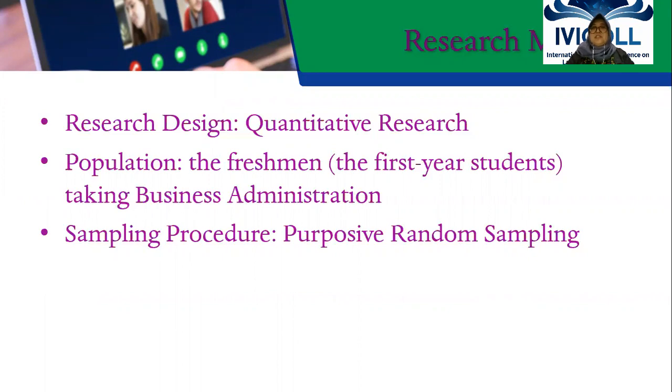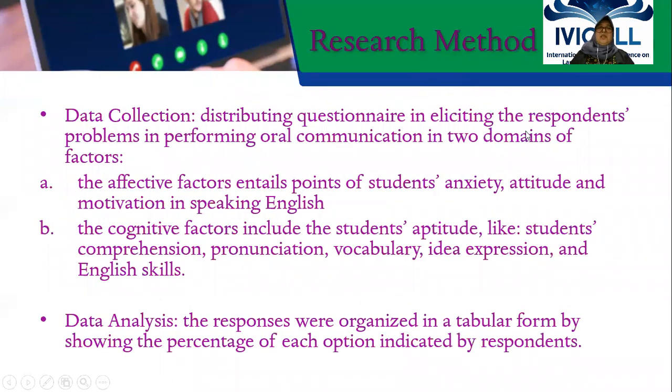From the populations, there was a sampling procedure. It is a purposive random sampling. Then the data were collected through the distribution of a questionnaire to elicit the respondents' problems in performing oral communication, which is divided into two domains of factors: the affective factors, which entail students' anxiety, attitude and motivation in speaking English, and the other factors include the students' aptitude, like comprehension, pronunciation, vocabulary, idea expression, and English skills.